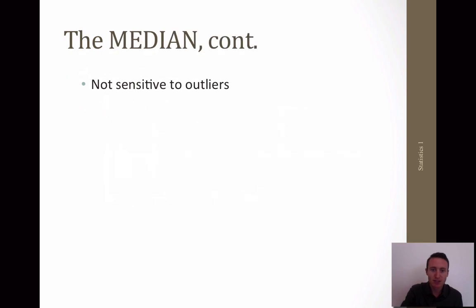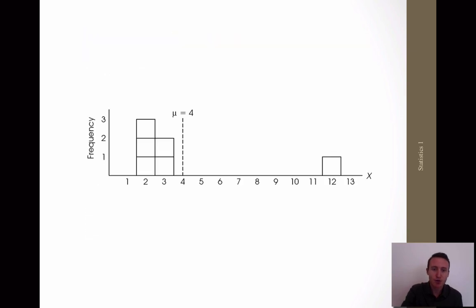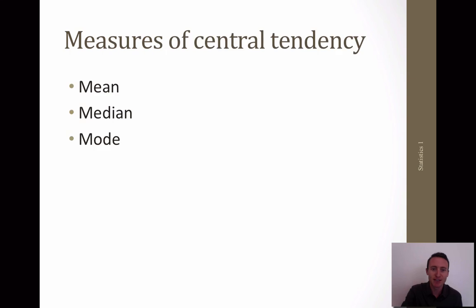All right, so in summary, we have 3 measures of central tendency: the mean, the median, and the mode. Each have their advantages and their disadvantages. However, we rely significantly more on the mean in statistics, and that'll become much more apparent throughout the rest of the semester.